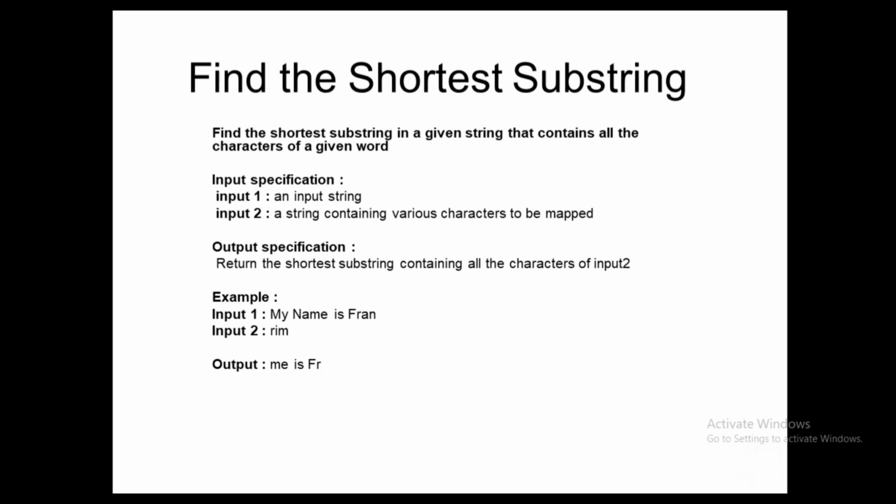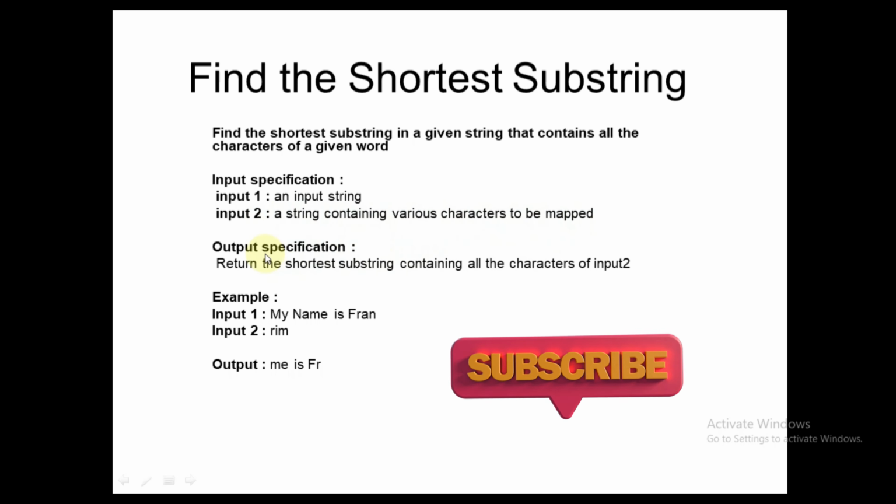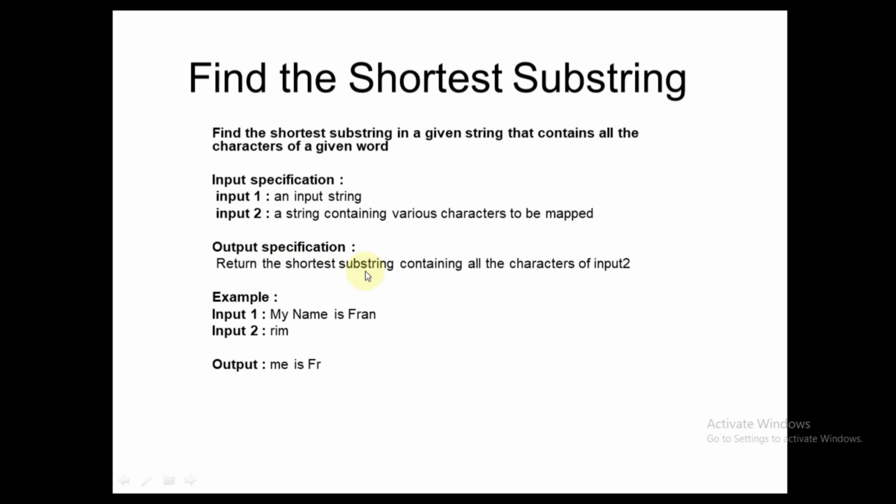Alright, so this is the problem statement: finding the shortest substring in a given string that contains all the characters of a given word. The input is very clear. They are providing two inputs, one with an input string and the other with a string containing various characters to be mapped. They are expecting an output that returns the shortest substring containing all the characters of input 2.